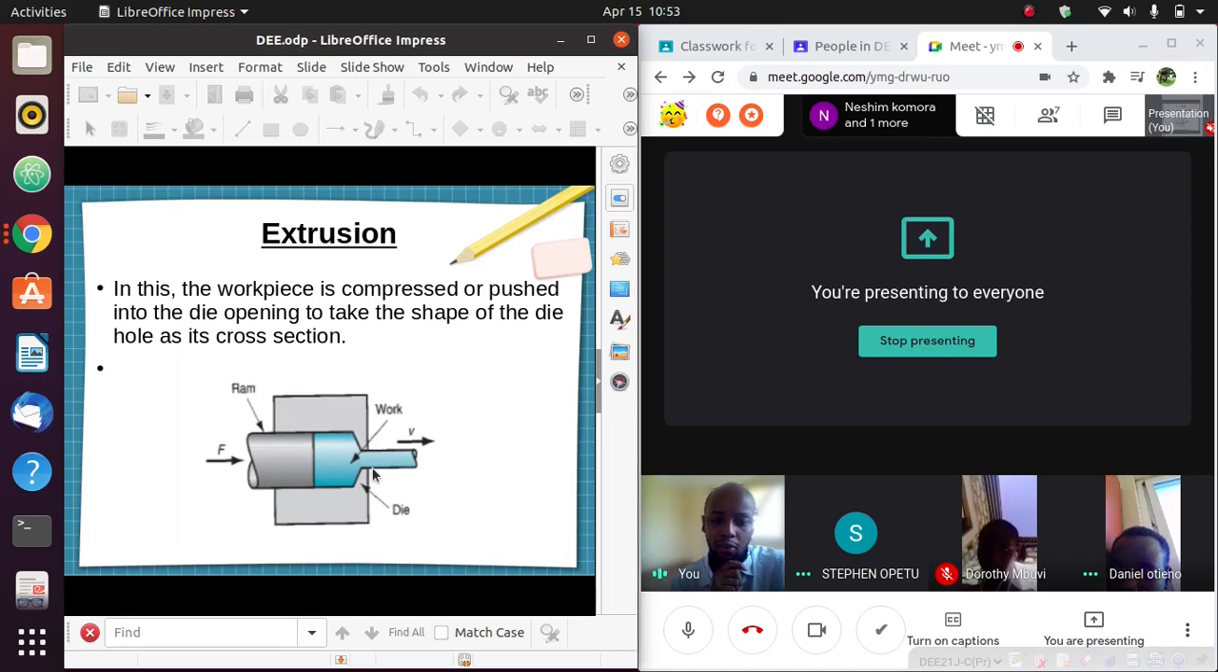We mostly do this if you want to reduce the size of the workpiece, or if I want to change the shape of my metal. If I have a cylindrical shape and I want to change it into a square shape, all I will do is push my workpiece through a cross-sectional area that is rectangular or square.